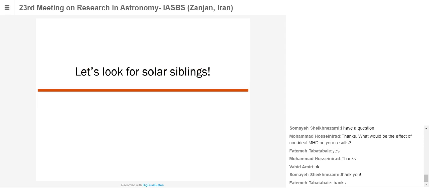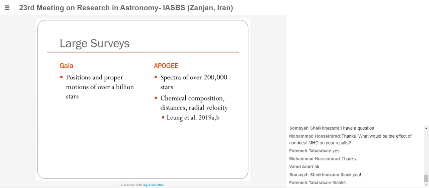So having run simulations like that, the idea is then to take advantage of these large-scale surveys and try to find them all. Find other stars that potentially formed with the sun. Let's confirm this idea of stars forming together and how they've subsequently evolved in the galaxy.